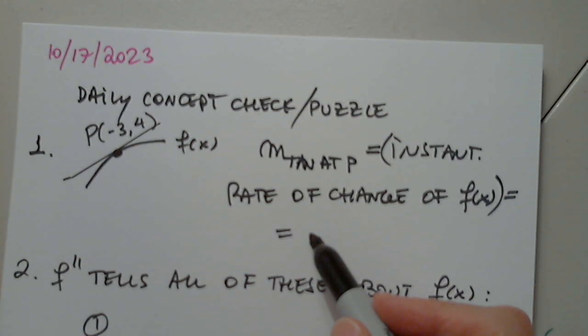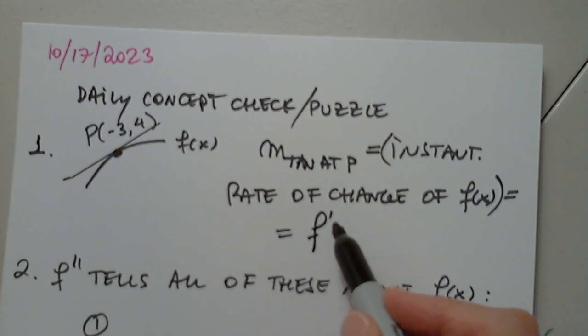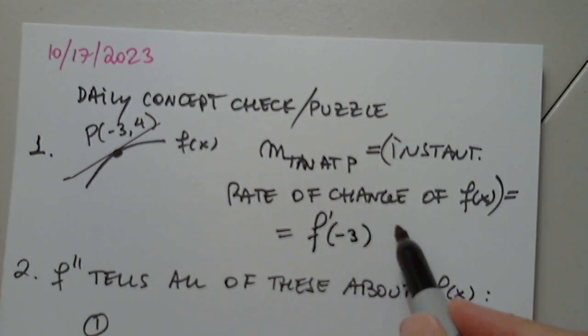Sorry, I lost my train of thought. That's okay. The derivative of the function at negative 3. Excellent. Thank you very much. That is the slope. Awesome.